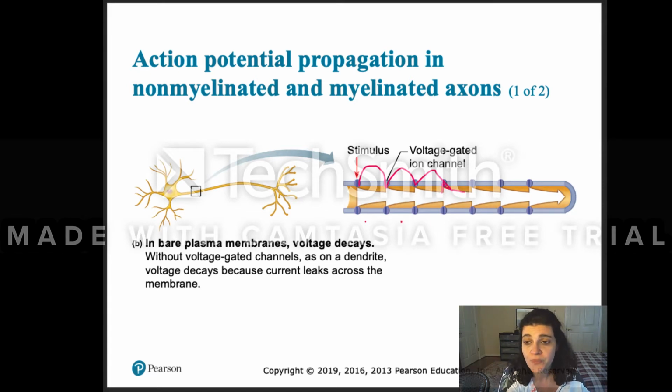And this happens because in these areas here, what do you have? Myelin. Okay? They're wrapped, if it's in the central nervous system, by oligodendrocytes. If it's in the peripheral nervous system, by Schwann cells. They wrap the axon.